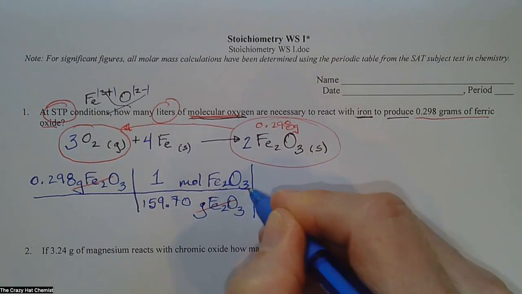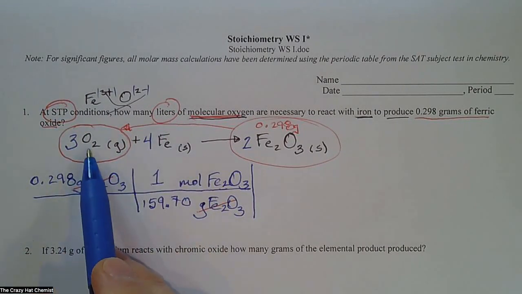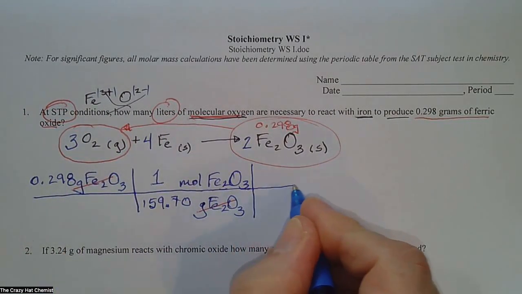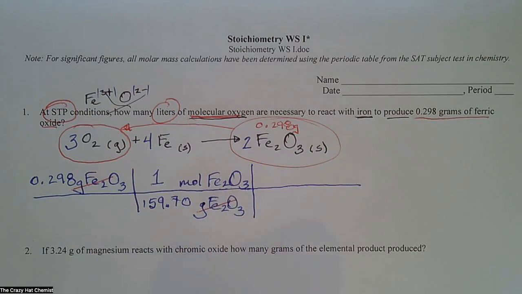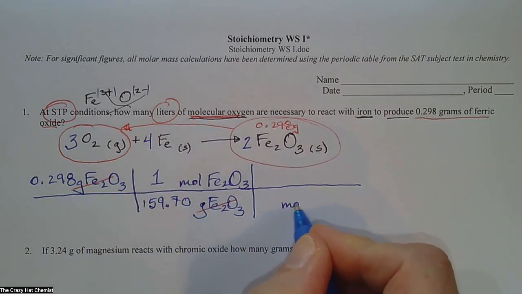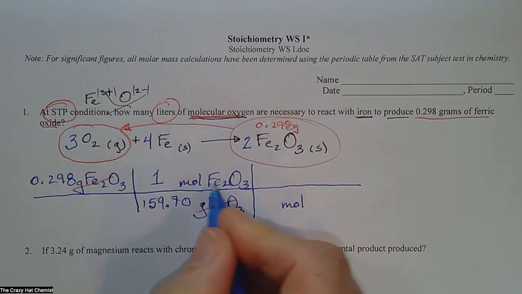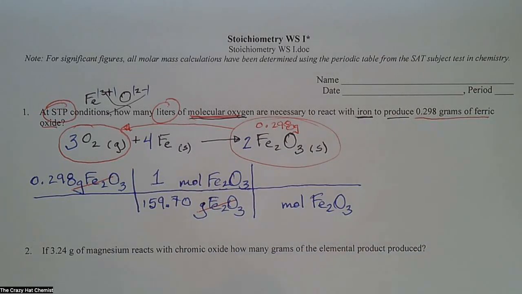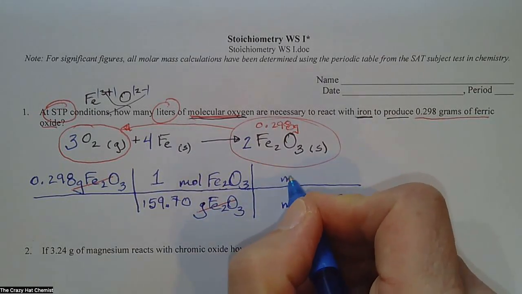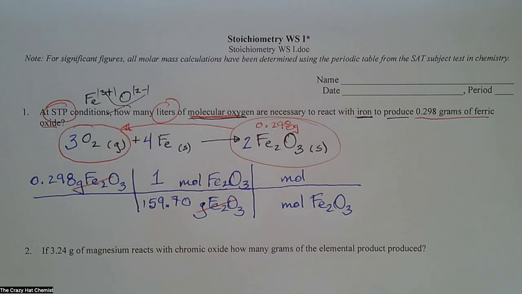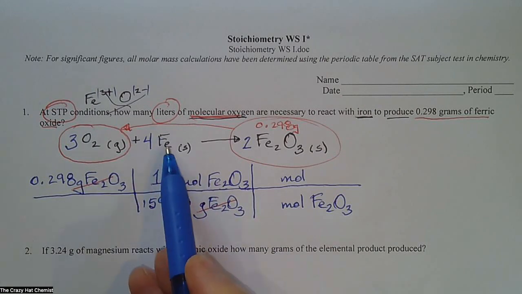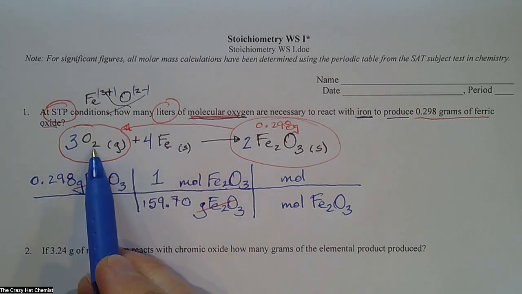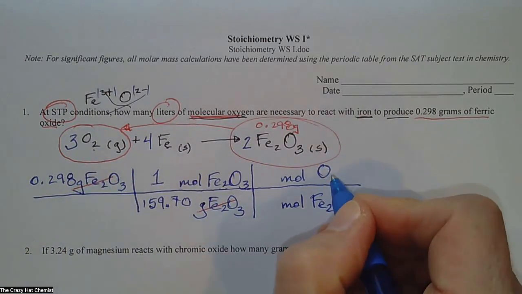Well, really what I want is to get liters of the molecular oxygen. So I first need to convert the ferric oxide into molecular oxygen. So right here in the numerator, I have moles. I'm going to have moles in my denominator of my next term, my same formula, and that's Fe2O3. And then in my numerator, I'm going to have moles of whatever formula I want within this balanced equation. I could go to moles of iron if I want to, but I'm going to go to moles of oxygen. And so that formula is O2.